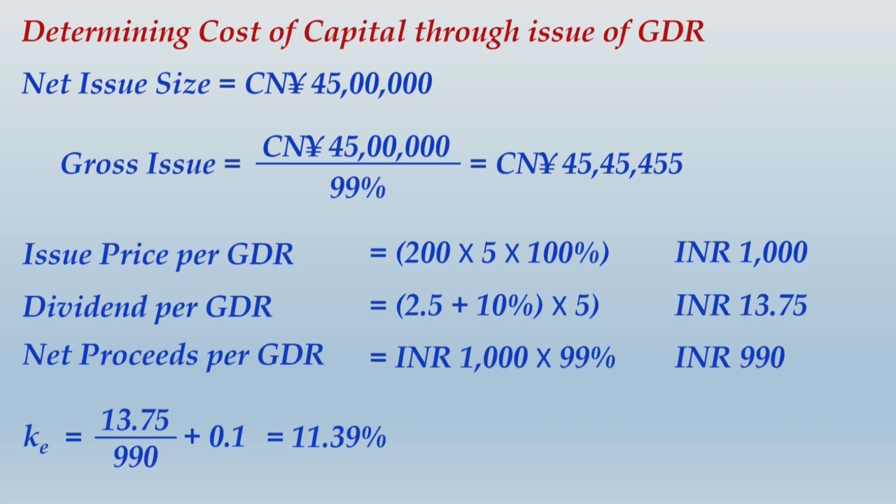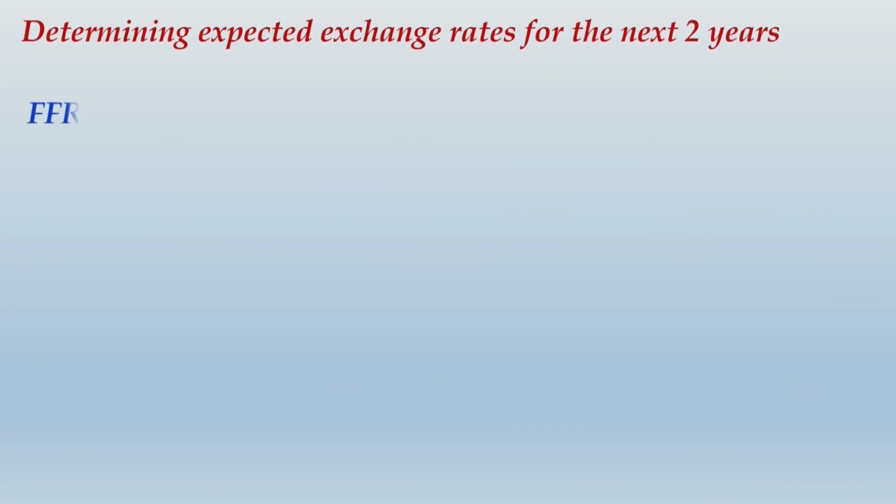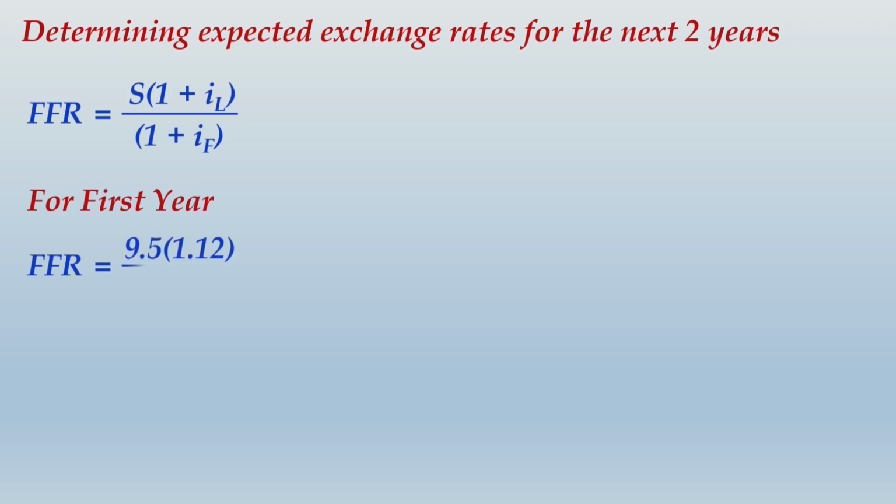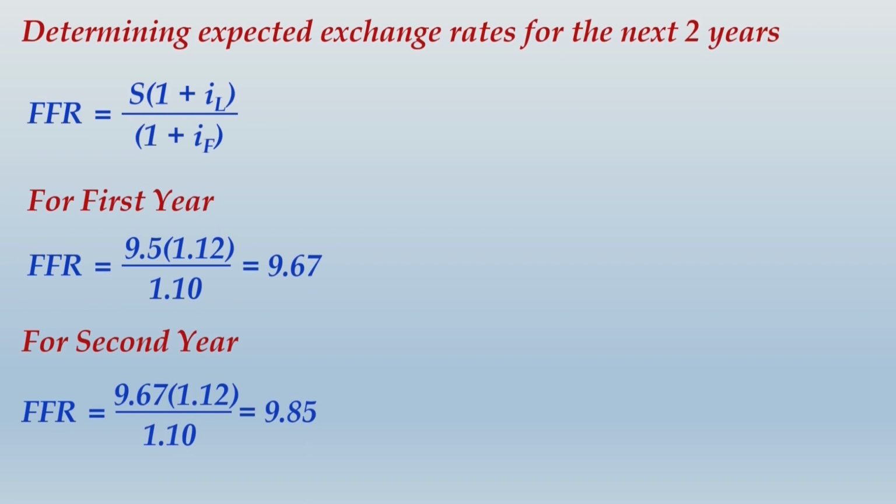Alright friends, you would have finished writing these calculations. Let us move ahead and compute the forward rates for the next 2 years, and that will simply be done by taking spot rate into 1 plus IL upon 1 plus IF. Spot rate is given as 1 Chinese yuan is rupees 9.5. IL stands for interest rate prevailing locally and IF stands for interest rate prevailing in foreign country. So for the first year, FFR will be 9.5 into 1.12 divided by 1.1, that gives you 9.67. For the second year, 9.67 will become the basis and the calculated value for the second year is 9.85. So do one thing, quickly take note of these calculations also and then we shall move ahead.